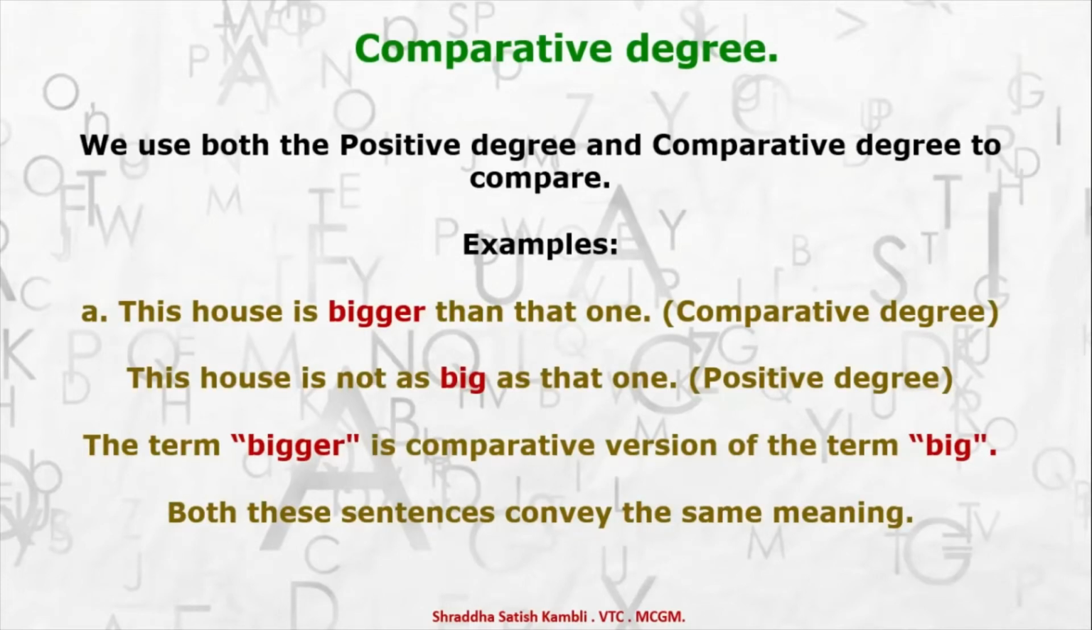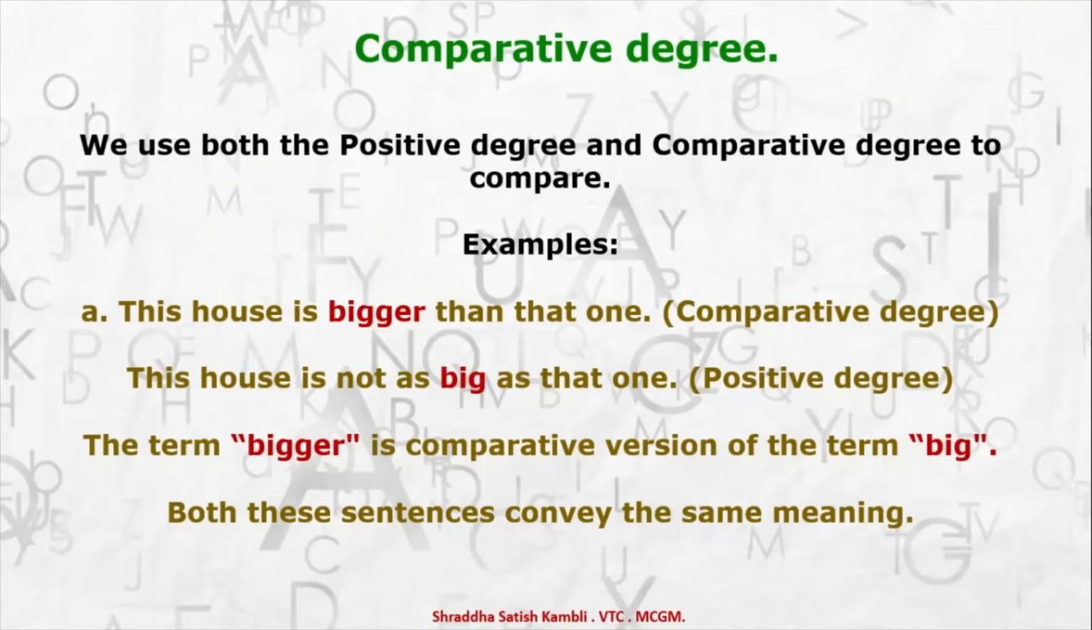Now, we use both the positive degree and the comparative degree to compare. Remember, we use the positive degree to highlight qualities, but when we use the positive degree in a particular way, then it becomes useful for comparison. So for comparison, we make use of the positive degree as well as the comparative degree. See the examples. This house is bigger than that one. Now here bigger is the comparative degree. Big and then bigger.